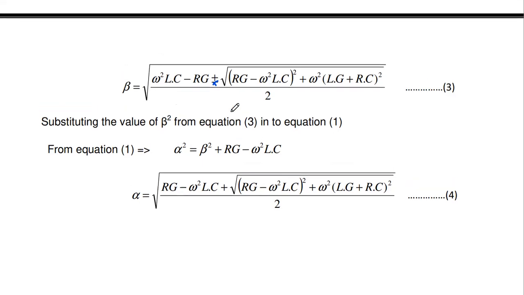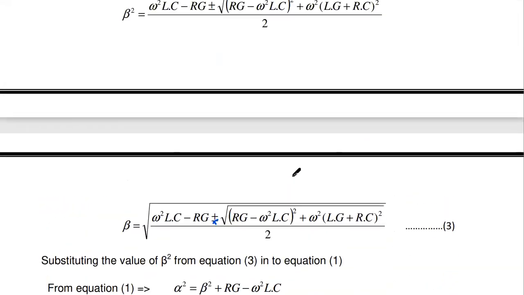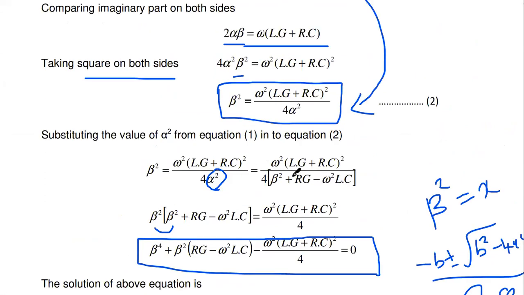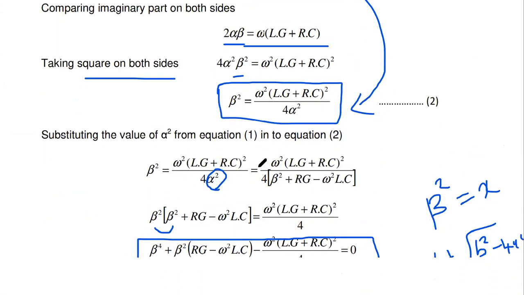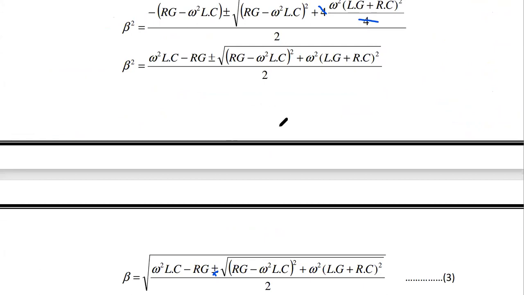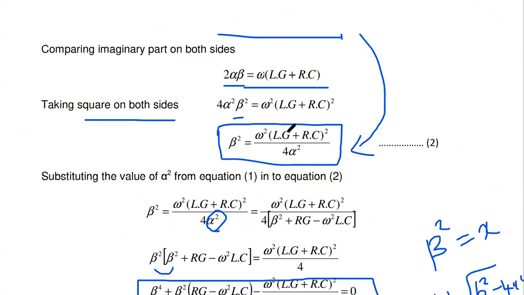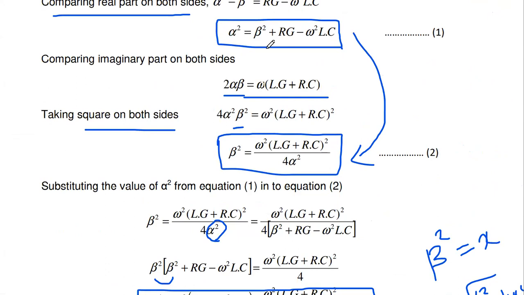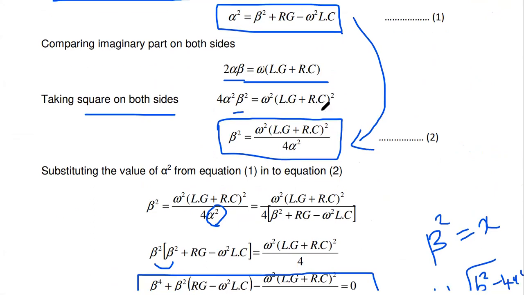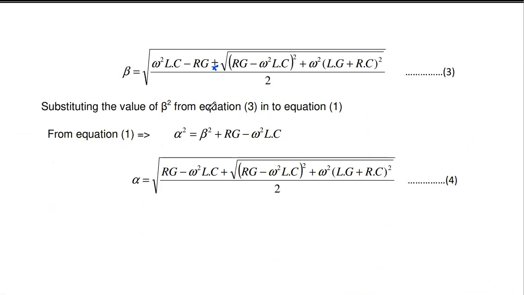Okay, so here the beta value is calculated. So what is the next thing? Similarly, we have to derive the alpha value. So we have to substitute this beta squared value in where? We have to substitute this beta squared value in this equation number 1. Okay, we will get alpha squared. From that, you just calculate alpha. So you see the next step, substituting the value of beta squared from this equation number 3 into equation number 1. So alpha squared is equal to beta squared plus RG minus omega squared LC.